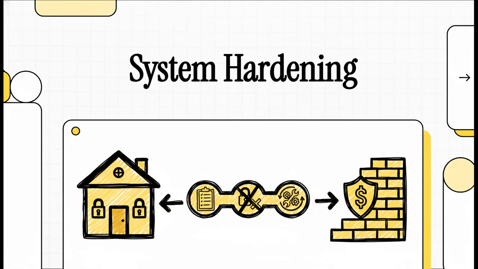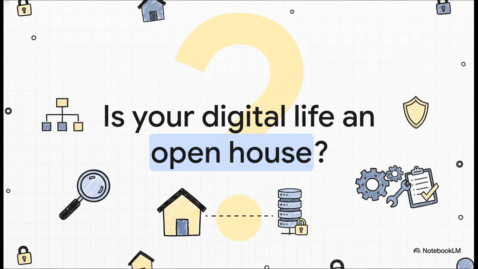All right, let's talk about something called system hardening. Now, I know it sounds super technical, but the idea behind it is actually pretty simple. I want you to think of your entire digital life, your computer, your network, all your accounts, as your house. Today, we're going to learn how to properly lock the doors, secure all the windows, and most importantly, protect what's inside. So let's just be real for a second.